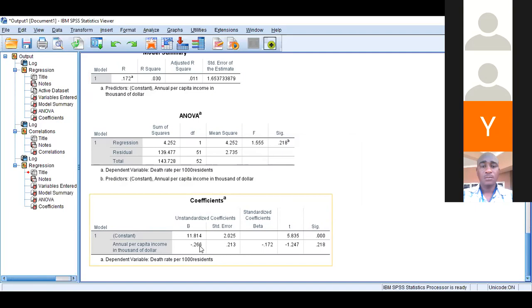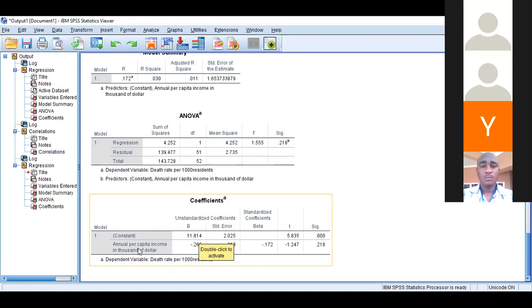Now look at the B. The constant, 11.18, is B0. Why is this one B1? Now look at it. Constant 11 point something, that is the B, the intercept. That's when X is 0.